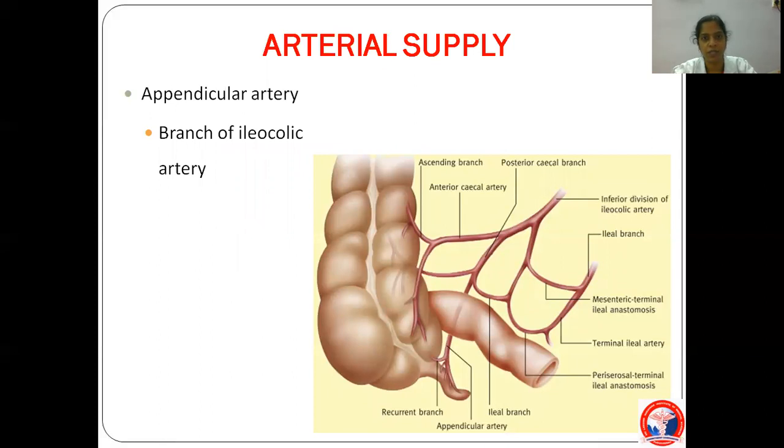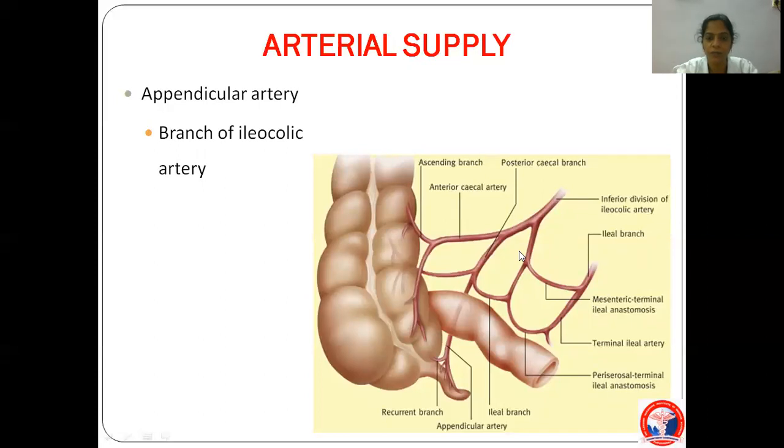Now coming to the arterial supply of the appendix. It is supplied by the appendicular artery, which is a branch of the ileocolic artery. You already know what the ileocolic artery is. Here you can see the ileocolic artery. It gives rise to the anterior cecal artery and the posterior cecal artery, and the posterior cecal artery gives rise to the appendicular artery. This artery passes behind the ileum and supplies the appendix. So this is the arterial supply of the appendix.